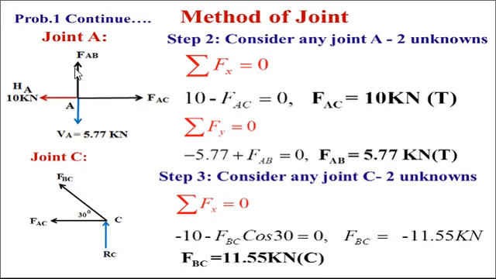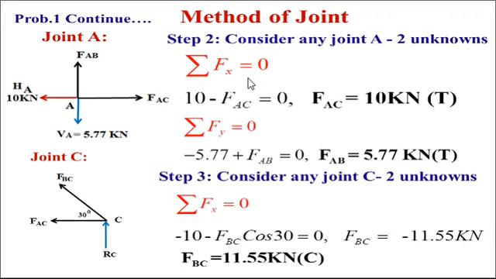Initially what happened? I have assumed both forces are acting away. So our first assumption is, we will assume that all forces are tensile. Initial assumption will be all forces acting away, that is tensile. If anyone gets a negative sign after solving it, that negative sign shows that it is not tensile, it is compressive.